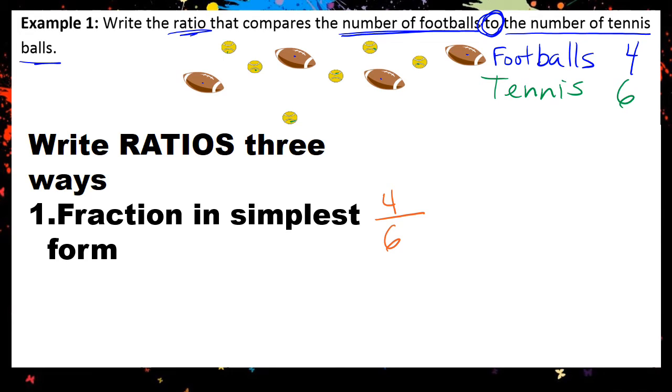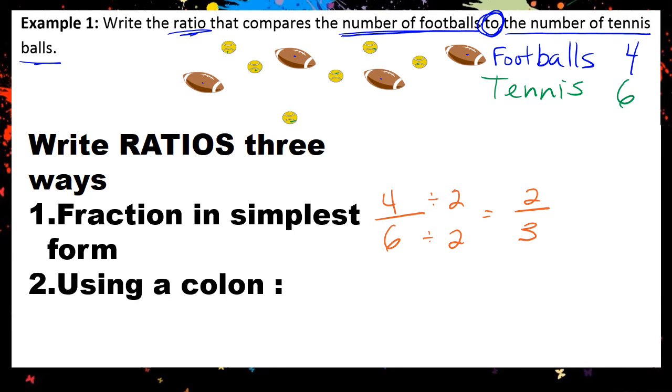This is not in simplest form. We know that we can divide the top and the bottom by 2 to simplify. 4 divided by 2 is 2, and 6 divided by 2 is 3. And so we have our ratio, 2/3, as our fraction in simplest form.